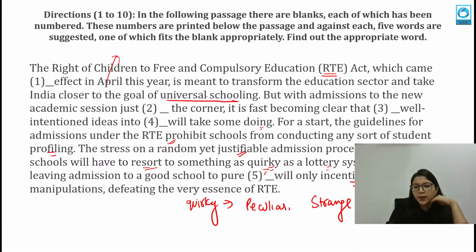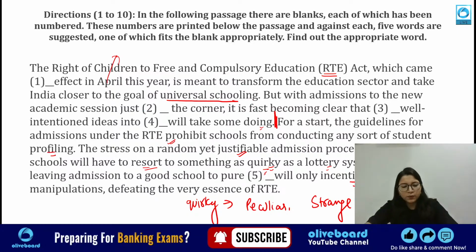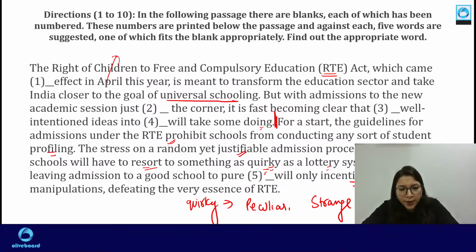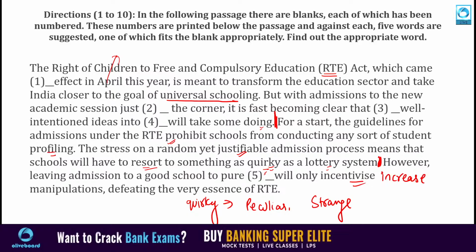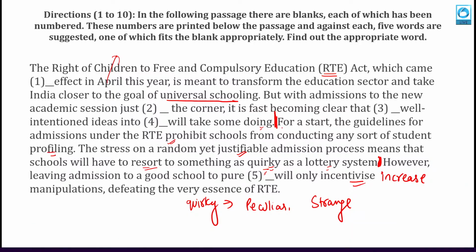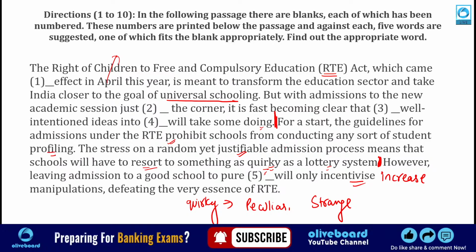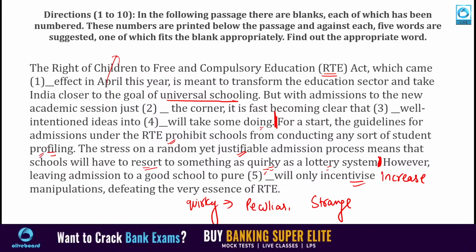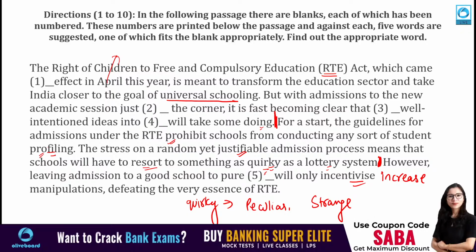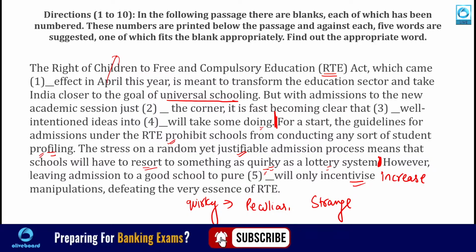यहाँ पे मैंने कुछ चीजें छोड़ी थी. See here. Read from here till here. You will get the idea. From here, for a start, will take some doing. After that, for a start, the guidelines for admissions under the RTE prohibit schools from conducting any sort of student profiling. ठीक है? कि जो गाइडलाइंस है आरटीई का, वो स्कूल्स को, it is prohibiting schools to conduct any sort of student profiling. They cannot select student. They cannot do students profiling.